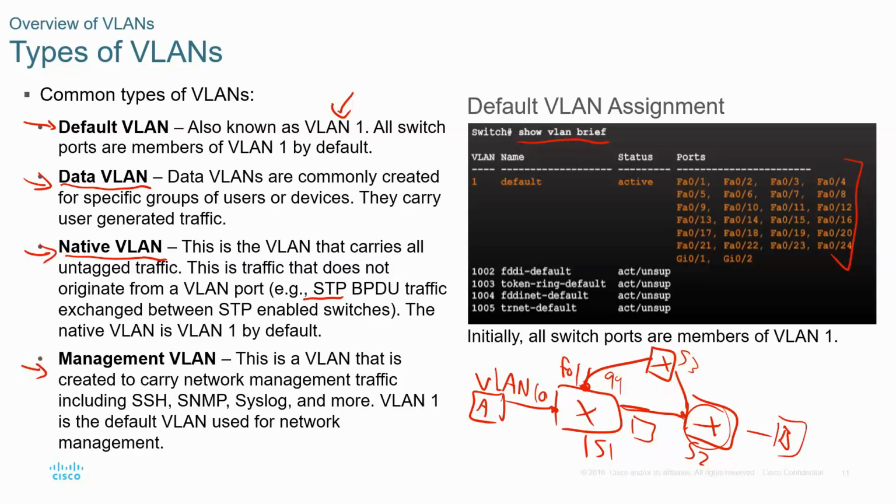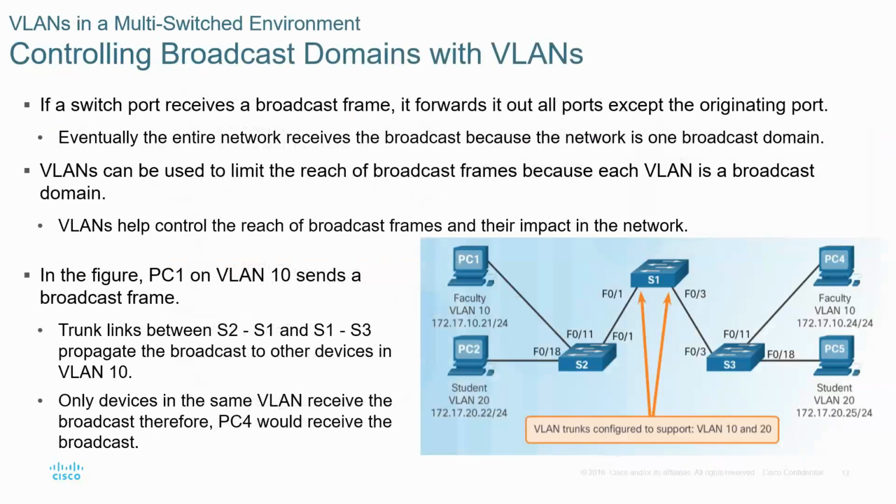The final type of VLAN is called the management VLAN. It's a special type of VLAN that is used to carry network management traffic. There are many network management protocols. There is syslog, there is the routing protocol, there is SSH. There are many different types of network management traffic. And by default, the management VLAN is also the default VLAN, which is VLAN 1, but you can actually configure it to be a different one. In this case, the traffic from the network management protocols will actually carry that VLAN ID. Okay, these are the types of VLANs that we have.